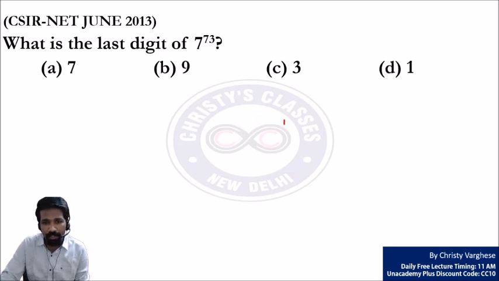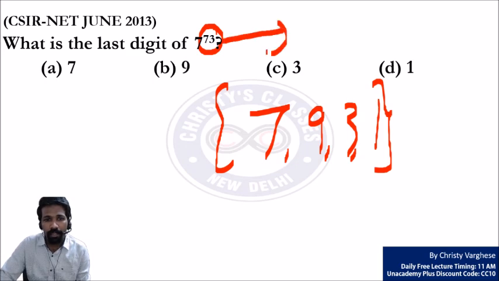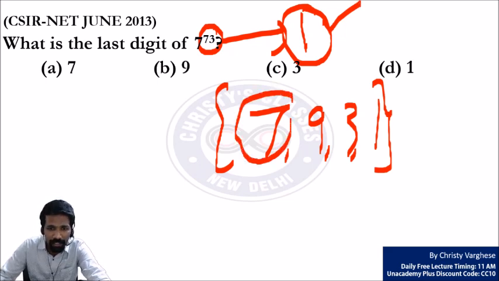7 raised to 73, 7's power cycle, 7, 9, 3, 1. Now the power 73, what kind of number is that? Take 73 by 4, take the remainder. 72 is a multiple of 4, so 73 is 1 more than a multiple of 4. Remainder is 1. 1 more than a multiple of 4 means the first type will be the answer. First type means the first element in the power cycle will be the answer, option A.